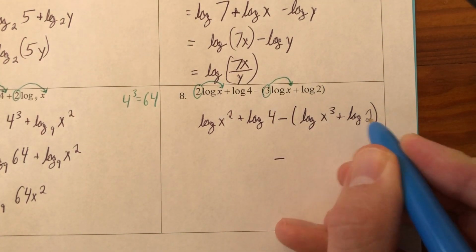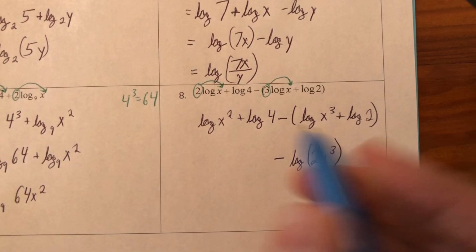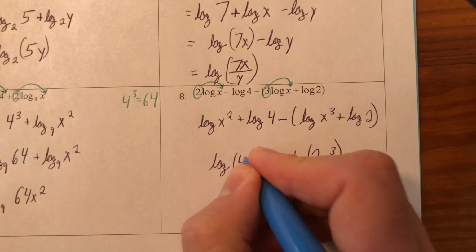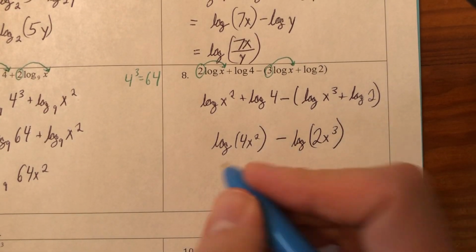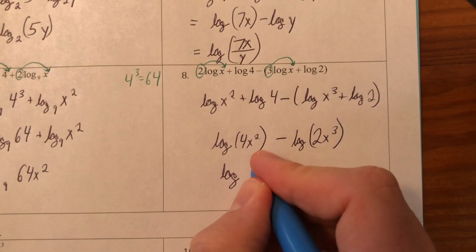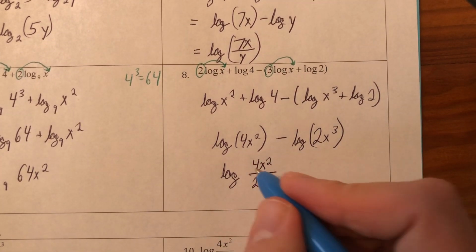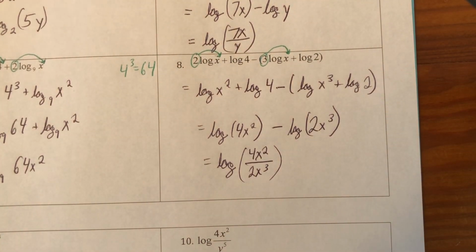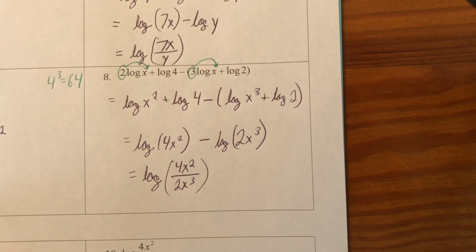X cubed times 2, so 2x cubed, log of that. And we'll go ahead and put those together. So 4x squared. So log of 4x squared. And now we will divide. So log of 4x squared over 2x cubed. And you could say we're done, and no one would disagree unless they really got picky and wanted you to simplify this thing, which we will do. This is a good example in simplifying. So let's kind of bring it over to the side and deal with it some.